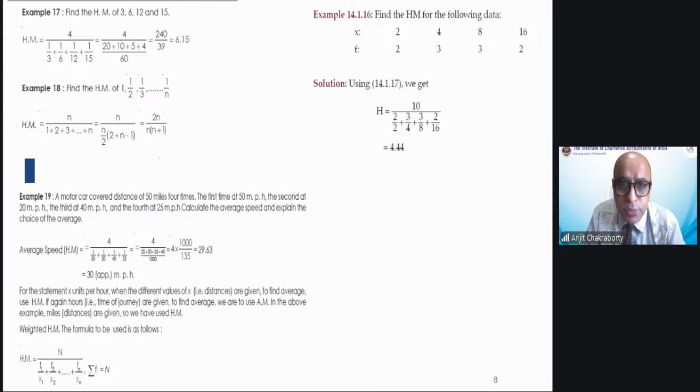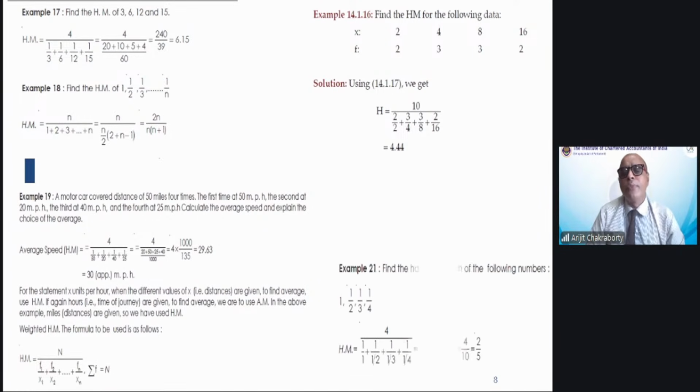Consequently, for the first value given, x equal to 2 and the frequency 2, in the denominator, the first fraction is written 2 by 2. That means the frequency 2 goes to the numerator, and the reciprocal of x is 1 by 2. So therefore 2 divided by 2, 2 by 2. Similarly, the other fractions are also derived in the same manner. And proceeding through the problem, we get the harmonic mean coming to 4.44.